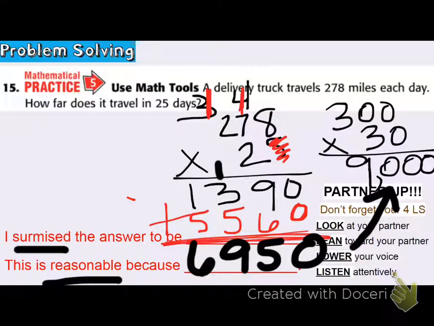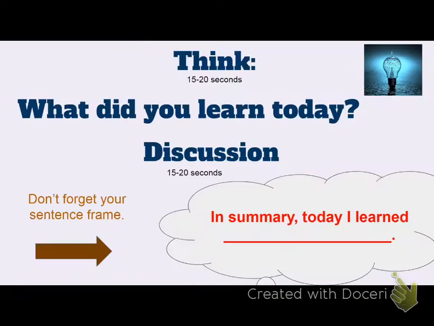So I'm going to answer the question. How far does it travel in 25 days? The delivery truck will travel 6,950 miles in 25 days.